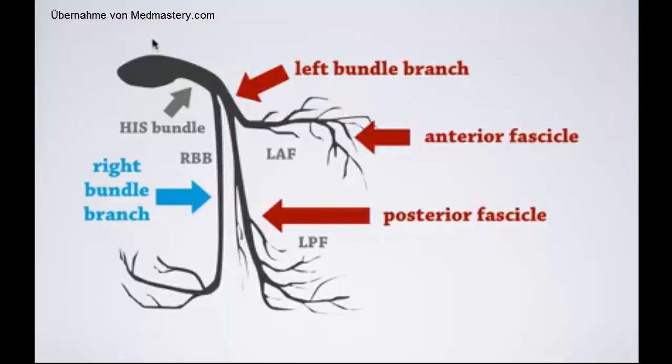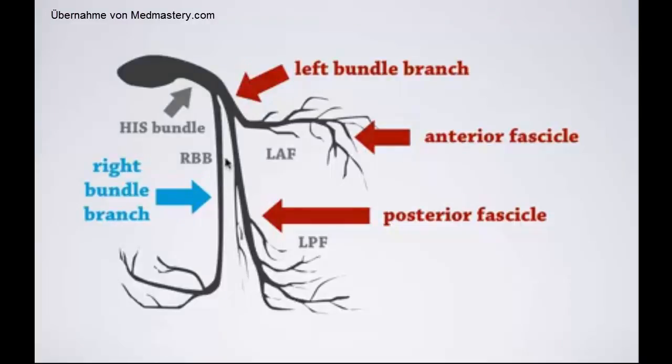Now in any of these structures there can be so-called blocks. That is when the depolarization cannot travel through the structure. You can have an AV nodal block, you can have a block in the bundle branches, you can have a block in the left anterior fascicle, left posterior fascicle, and also in the right bundle branch, of course. And then you can also have a combination of all those blocks.